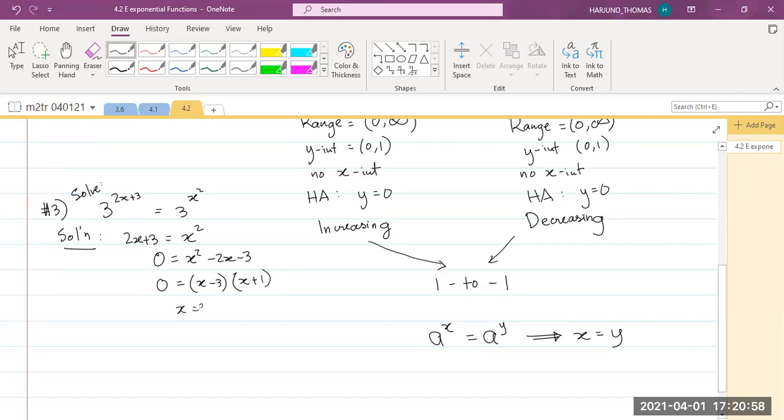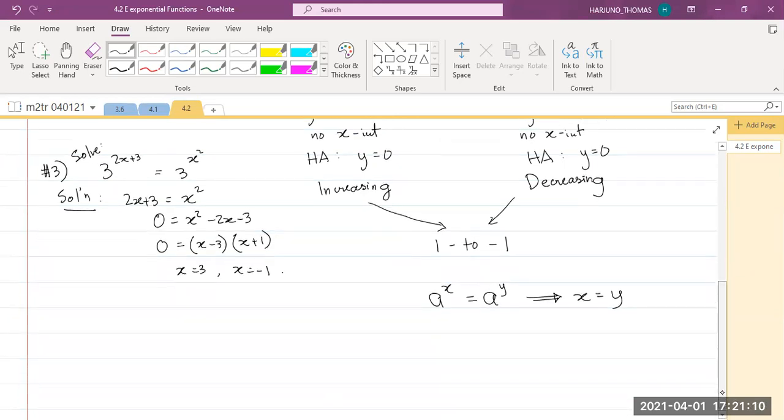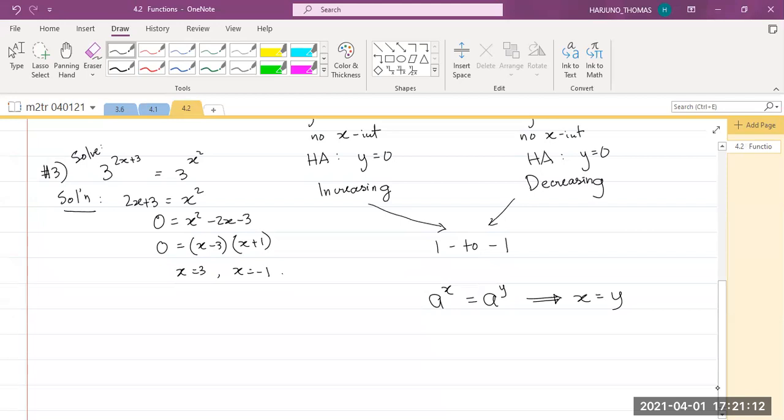So either x equals 3 or x equals -1. Now notice that if the function is not one-to-one, you cannot do that business. Let's do it again. If I have 2 to the x equals 2 to the 4, then it is guaranteed that x equals 4.